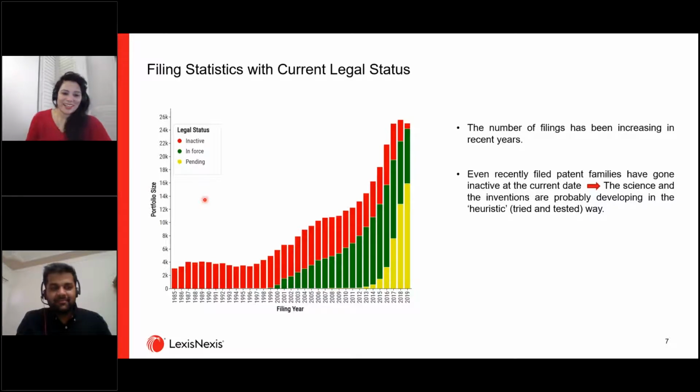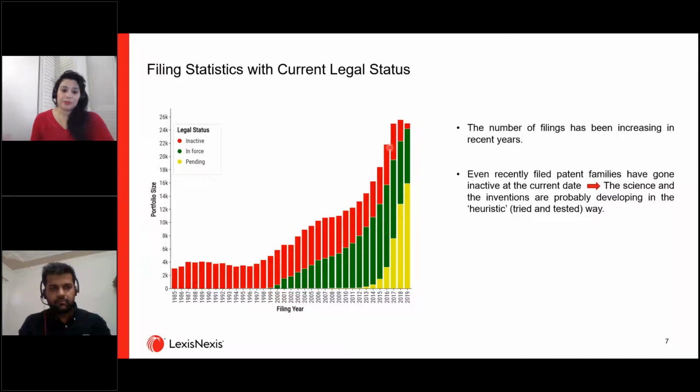Sure. So the first thing that you see here is the filing statistics graph of the patents that we have retrieved as digital health patents. Now, as you see, the number of filings have increased over the years, and there have been increased filings in the recent years. One thing that is characteristic of a field that is currently developing, where there is a huge activity of research as well as patenting, is that even the recently filed patents, the patents that were filed in the recent years, have also gone inactive.